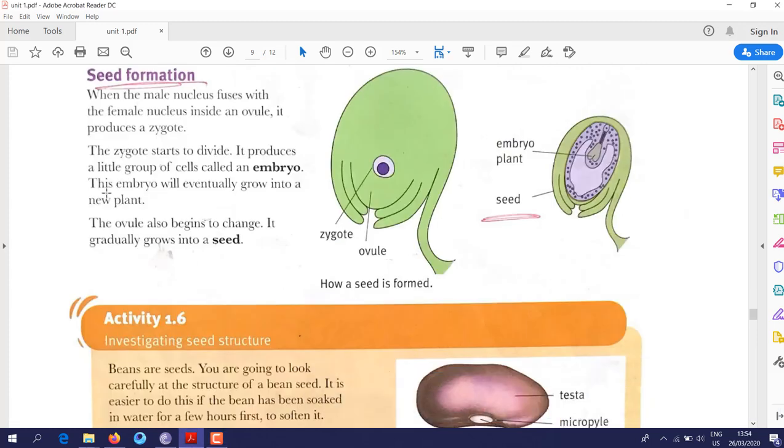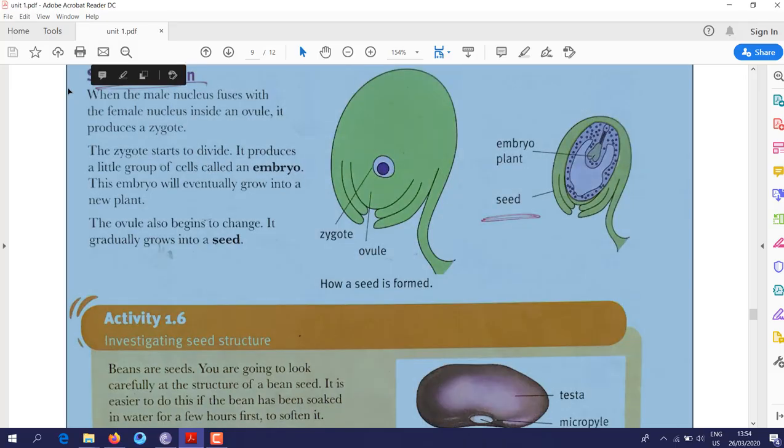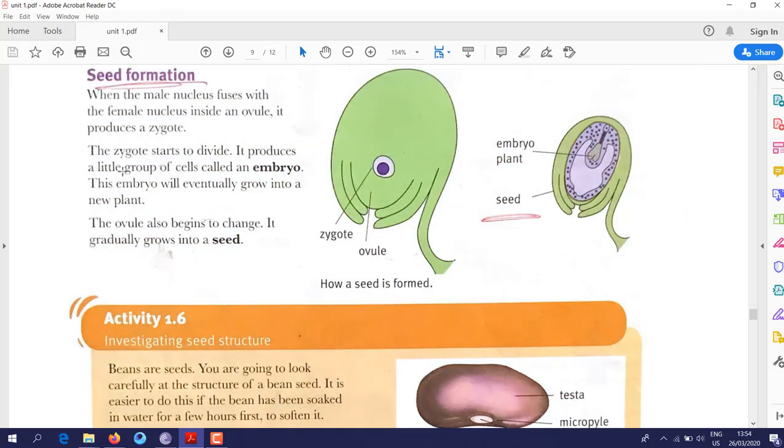Then after fertilization, some changes will happen to the plant, for example seed formation. What do you mean by seed formation? When the male nucleus fuses with the female nucleus inside the ovule, as we said, they will produce a zygote. This zygote starts to divide.